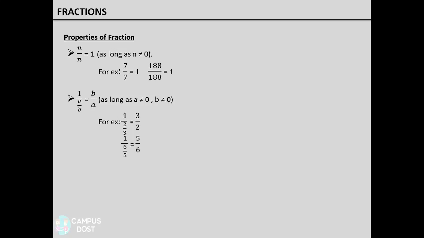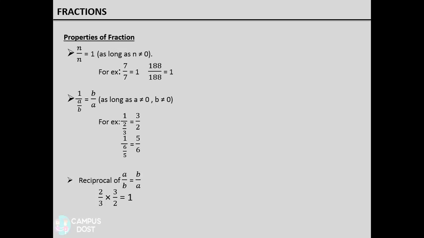Now, another property says that 1 over some fraction a over b is equal to b over a. So, for example, 1 over 2/3 is equal to 3/2. Similarly, 1 over 6/5 is equal to 5/6. In each case, notice that we are merely taking the fraction in the denominator and flipping it.